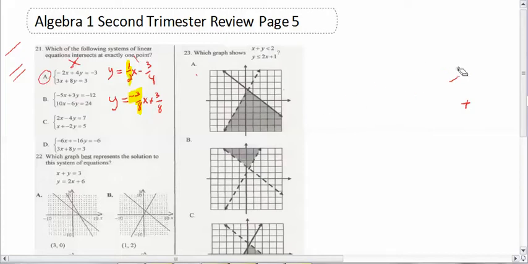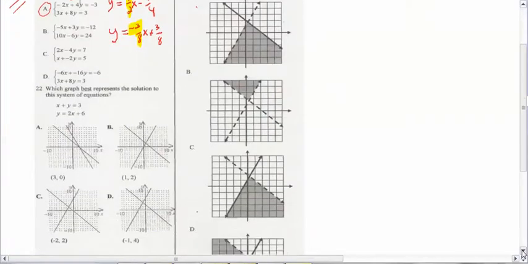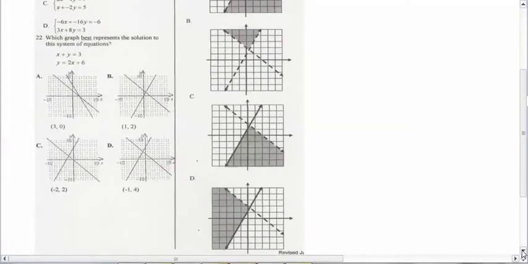22 says, which graph best describes the solution of the system of equations? Okay, so I've got 4 graphs I'm going to choose from. The first one is not in slope-intercept form, so I need to put this in slope-intercept form. So I'm going to subtract x from both sides. And now I have y is equal to negative x plus 3. So I've got that one, and this one is already in slope-intercept form. So I'm looking at these two equations now. Okay, so now I've got one that's a negative slope and one that's a positive slope.